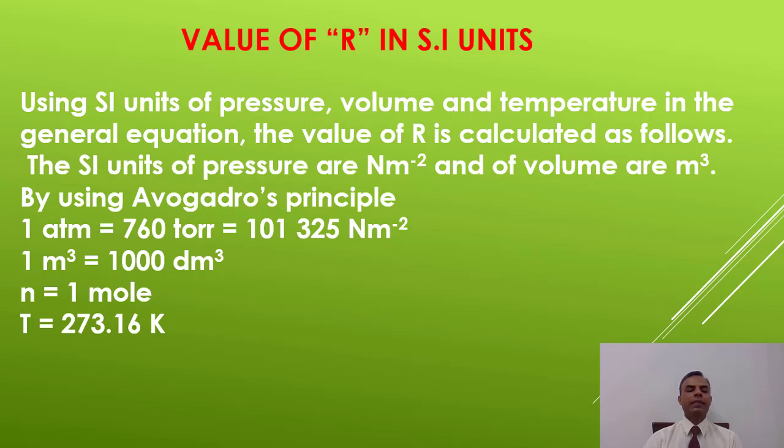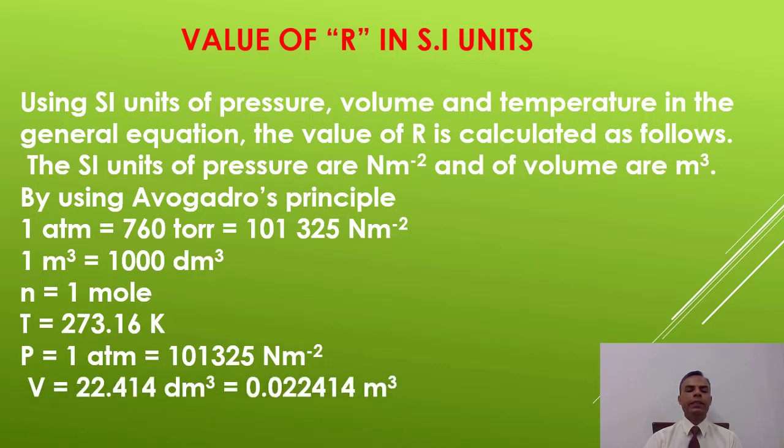Pressure of the gas is equal to 1 atmosphere and its value in SI unit is equal to 101,325 Newton per meter square. And the volume of gas 22.414 decimeter cube is equal to 0.022414 meter cube in SI units.